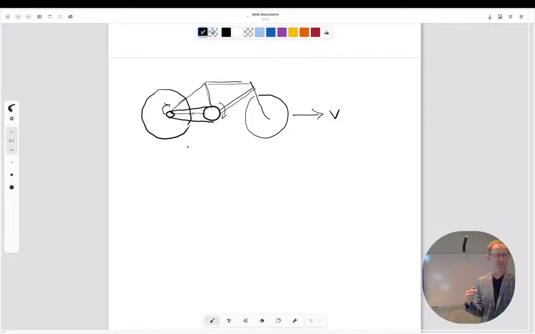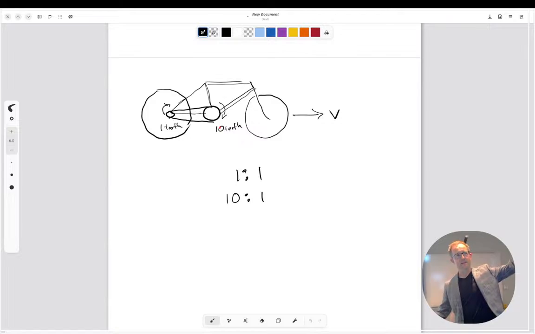Small gear ratio. So up front, we'll say 1-to-1 versus 10-to-1, 10 teeth to 1 tooth. I mean, really, it would be like 10 to 100. That would be an insane cassette up front. So which one is faster, 1-to-1 or 10-to-1? 10-to-1?